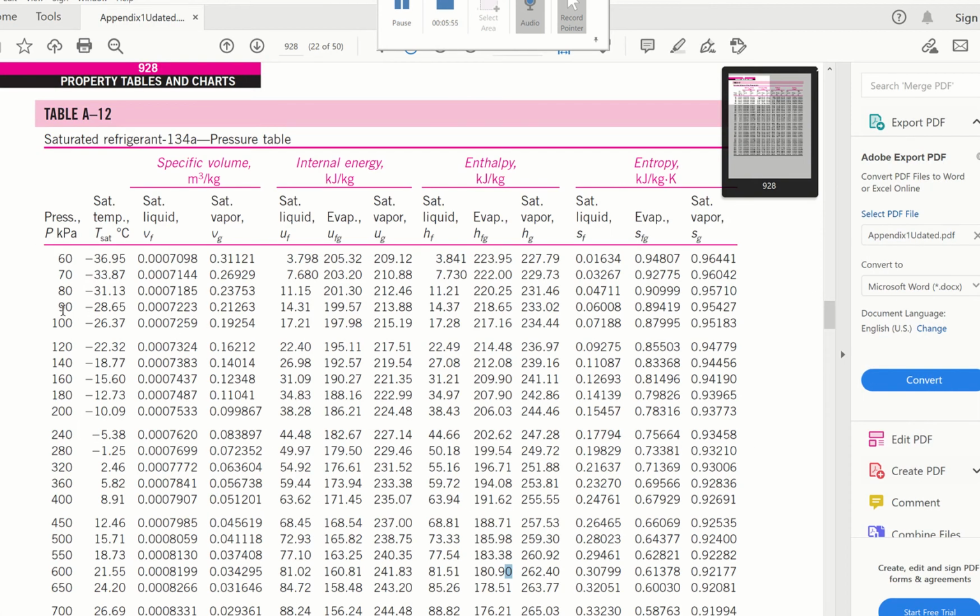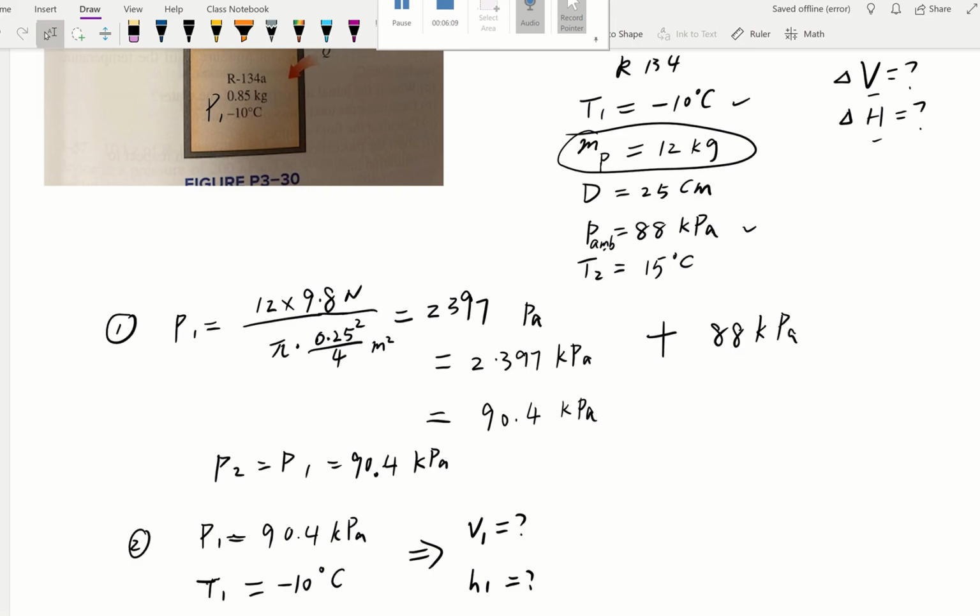In table A12, we look at 90.4 kilopascal. It's around 90, and the saturated temperature is around negative 28. And our temperature is what? Negative 10 degrees Celsius. So here is our evaluation: negative 10 degrees Celsius is way greater than the saturated temperature at 90.4 kilopascal. What does that mean? That means it is going to be superheated.